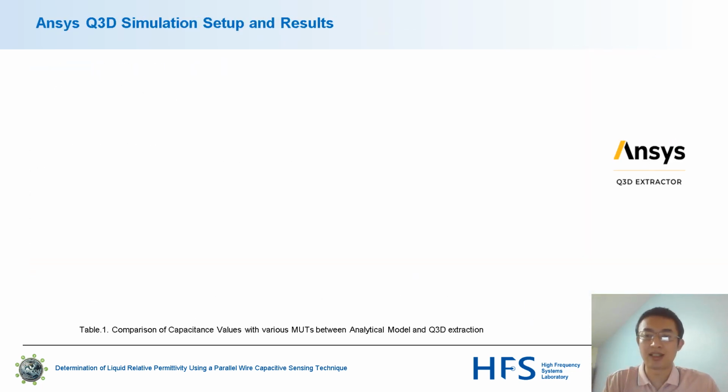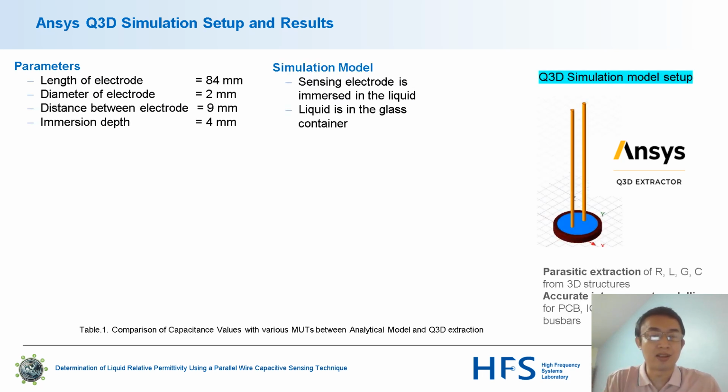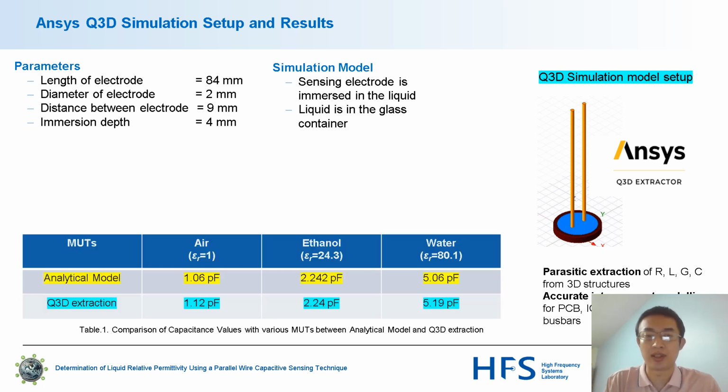And we use Ansys Q3D Extractor to simulate our sensor. For the sensor, we use copper rods of length 84 millimeter, diameter of 2 millimeter, and 9 millimeter spacing between the two electrodes. Immersion is 4 millimeter depth into the liquid.